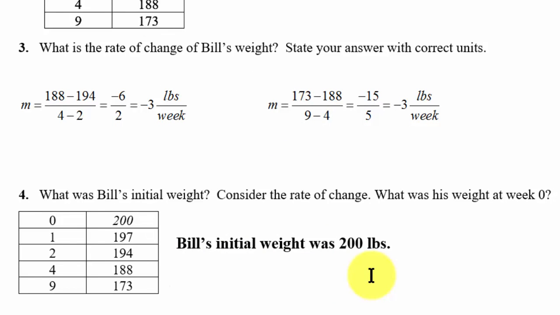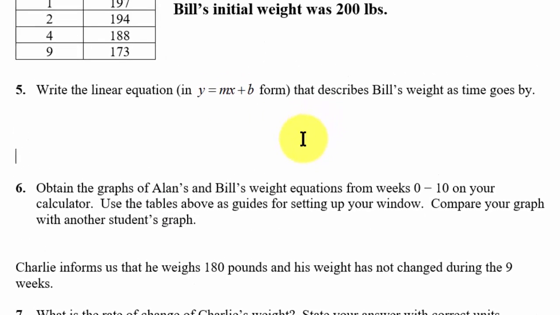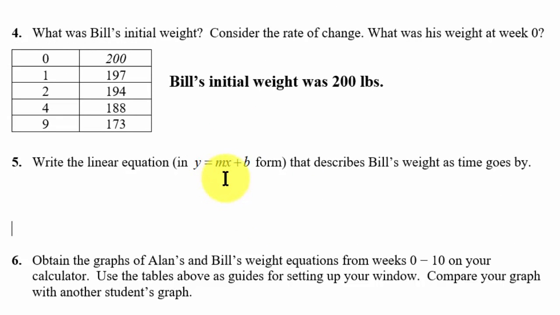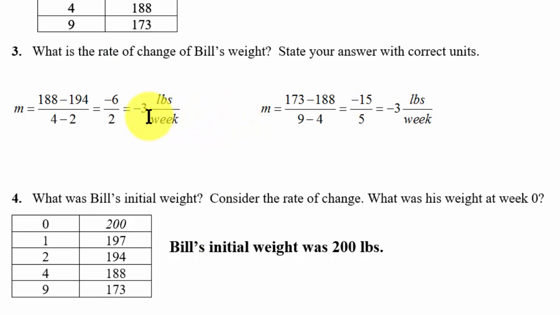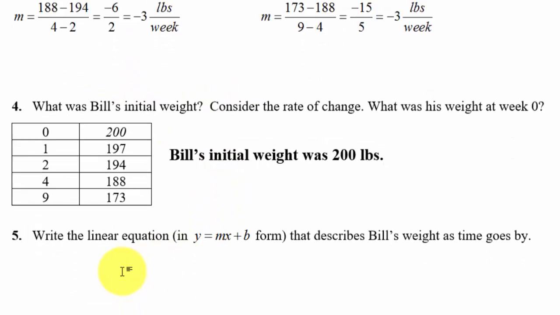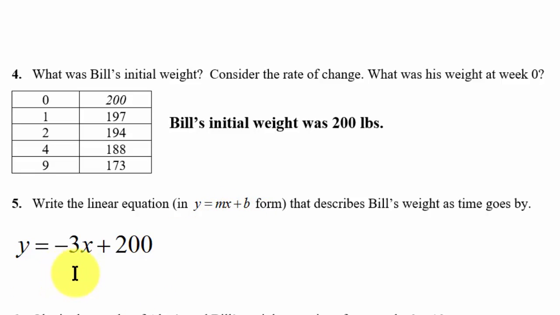Let's take a look at question 5. Write the linear equation in the form of y equals mx plus b that describes Bill's weight. So again, we know Bill's initial weight. The b is the 0. So at week 0, that's Bill's initial weight, which is 200 pounds. We know the slope, the m, that's how many pounds he lost each week, which was the negative 3, the average rate of change. So we can write y equals mx plus b. We have all the components we need. So there's the equation that represents Bill's weight over time.